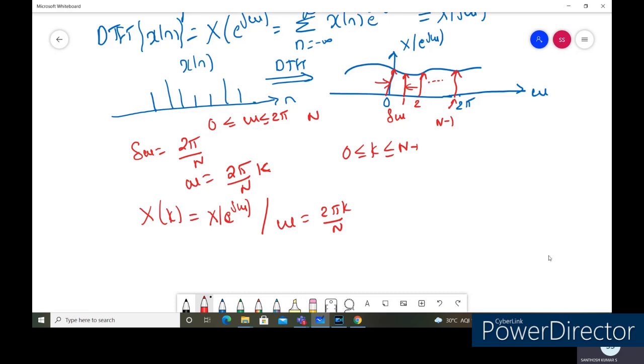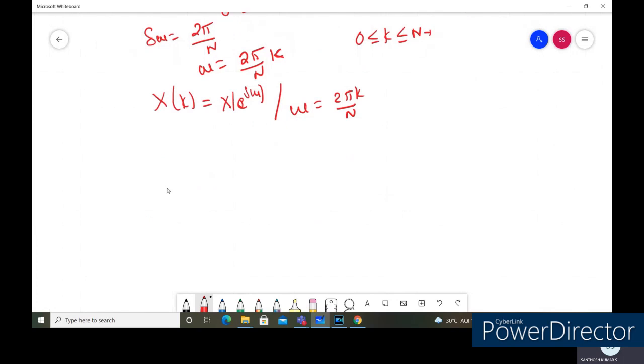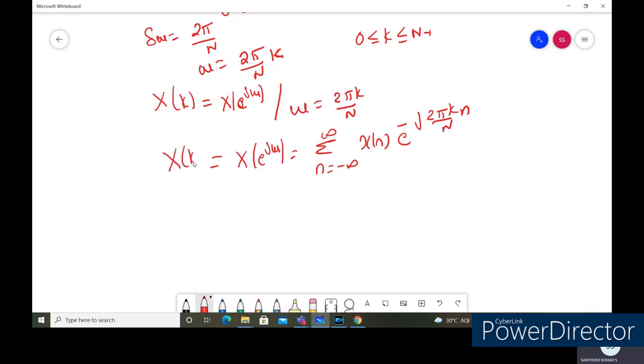So how do we obtain it? Here we have the formula: X of e to the power of j omega equals the summation, with n taking values from minus infinity to plus infinity, of x of n times e to the power of minus j omega n. In place of omega, I substitute 2 pi k divided by N, and this we call the sequence X of k.